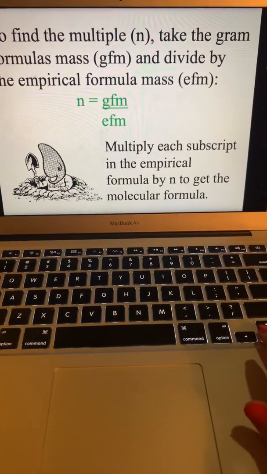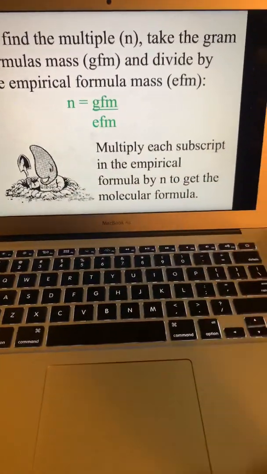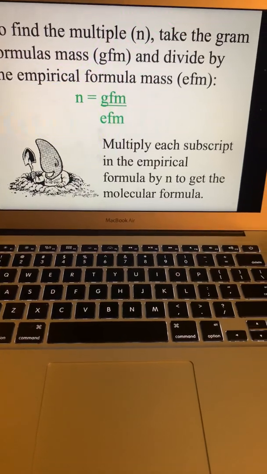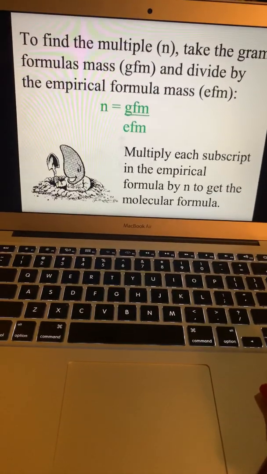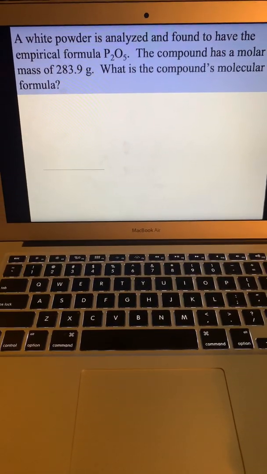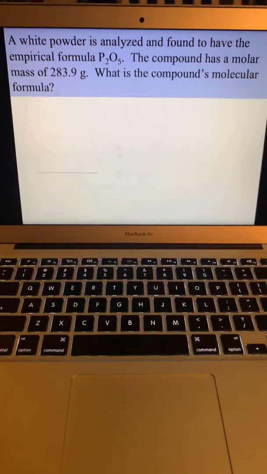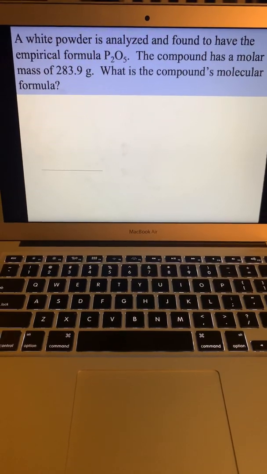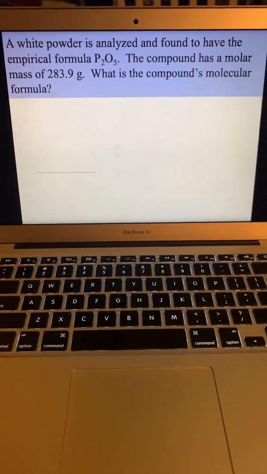Right, so you're going to multiply each subscript. So whatever you get for N, you're going to multiply that by each subscript in the empirical formula to get your molecular, right? So we'll do examples of that. So a white powder is analyzed and found to have an empirical formula, P2O5. The compound has a molar mass of 283.9. What is the compound's molecular formula?